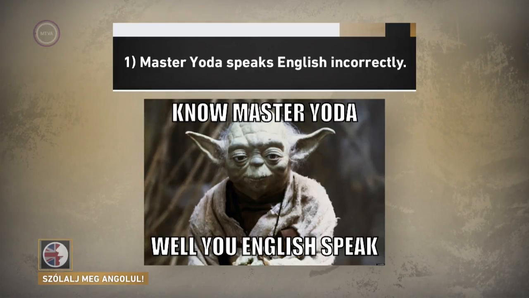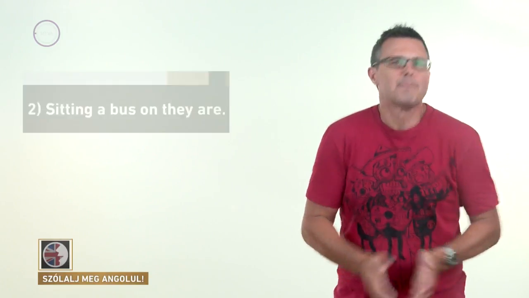Excellent. Start with the subject of the sentence, Master Yoda. Follow that with the verb correctly conjugated. Speak adds an S in the third person singular form, so speaks, then the object, English, and finally finish up with the adverb telling us how Master Yoda does this thing. Master Yoda speaks English incorrectly. Excellent and true. Okay, what's next?